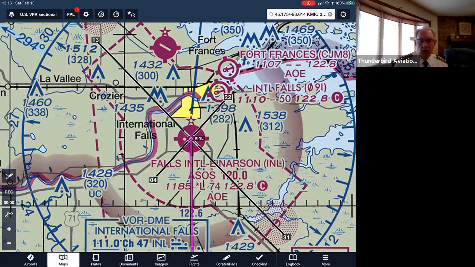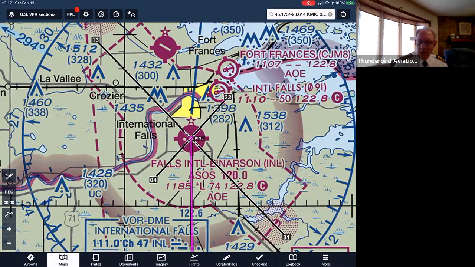The answer I usually look for on my check rides is, just like coming out of Crystal, you need to find somebody who controls the IFR traffic going in and out of here, or they might be able to give you a special VFR clearance.